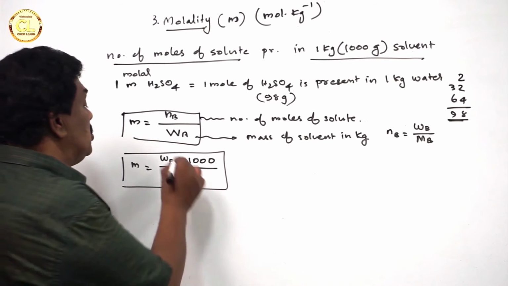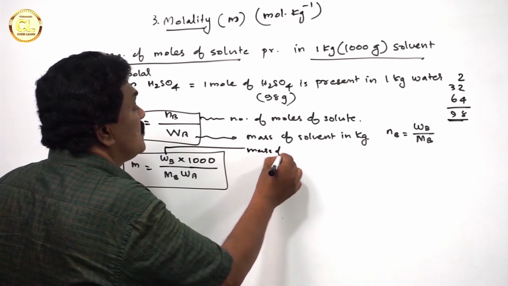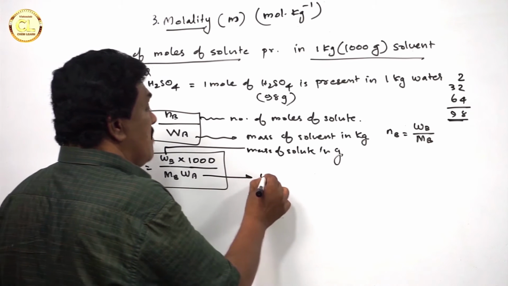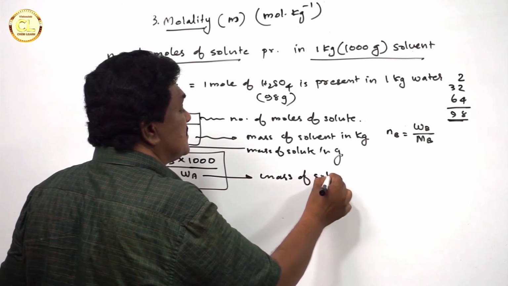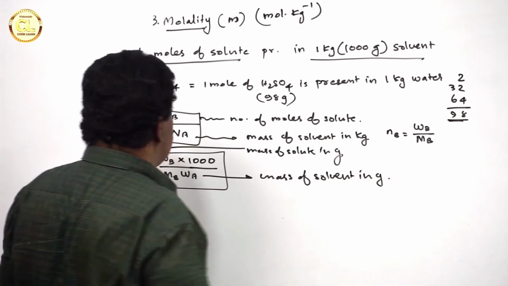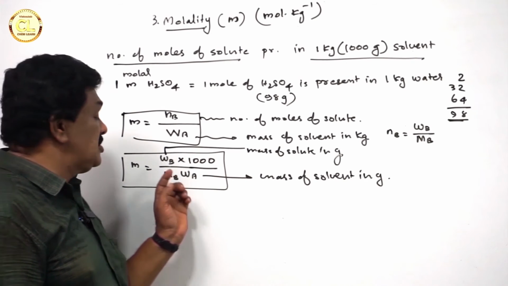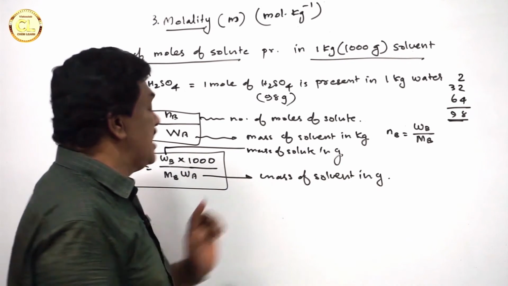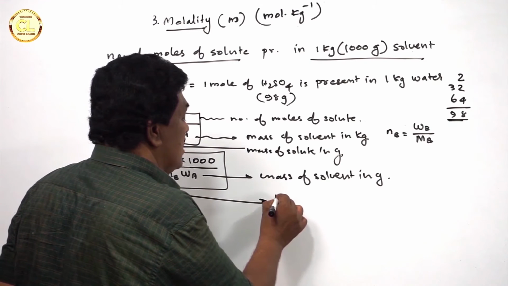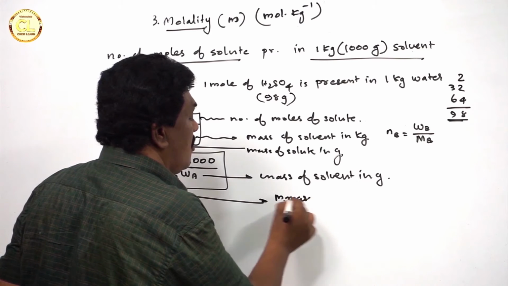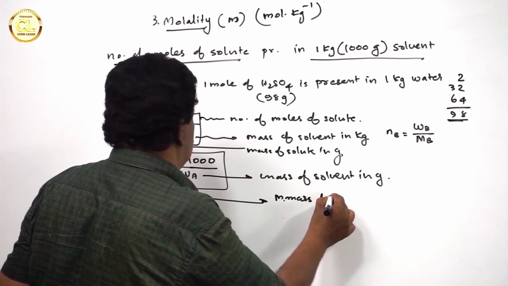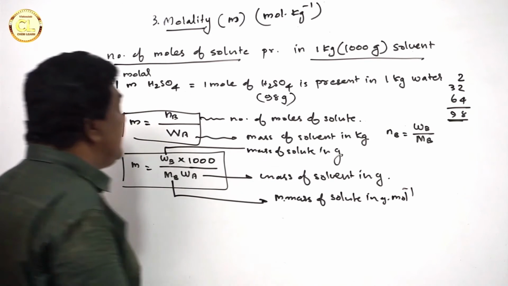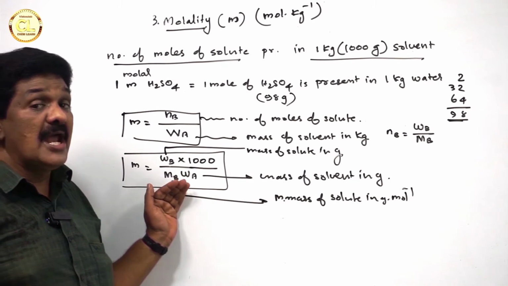WB is the mass of the solute in grams, WA is the mass of the solvent in grams. If there were no 1000, then the mass would be in kilograms. But here we put 1000, so the mass is converted into grams. And MB is the molecular mass or molar mass of the solute in gram per mole. So this is the formula used for finding molality.